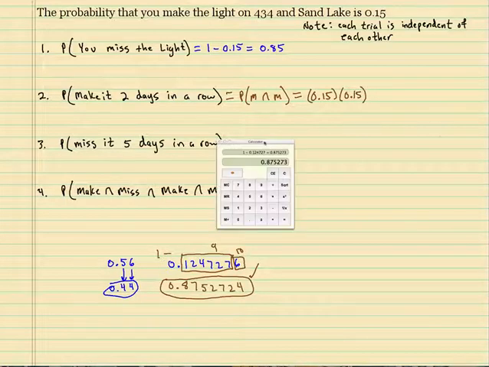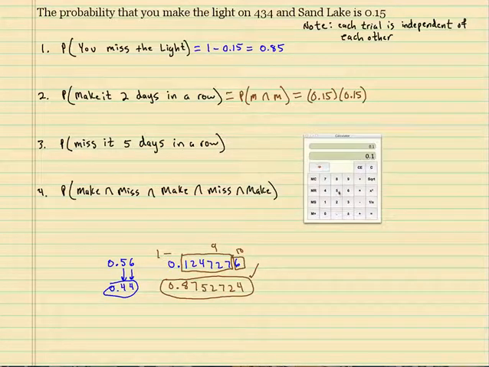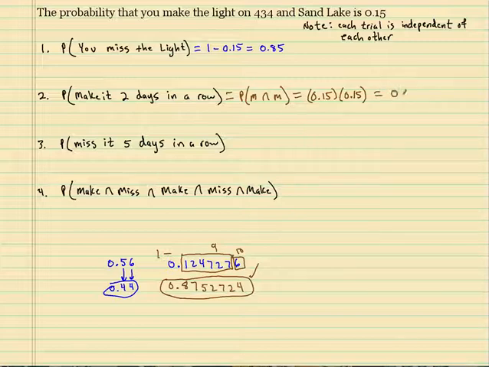Okay, so let's pull this out. 0.15 times 0.15, 225. Okay, so there's about a 2% chance. Okay, what's the probability you miss it 5 days in a row? You miss it 5 days in a row.